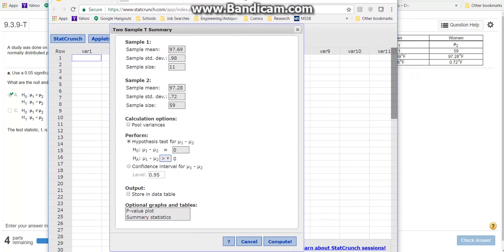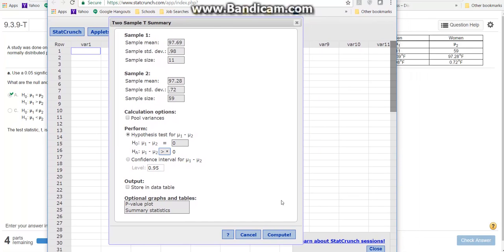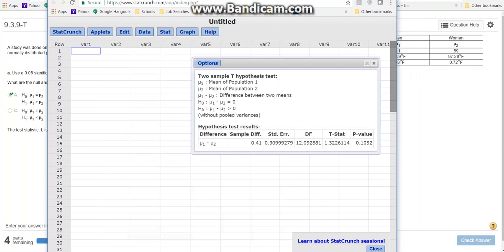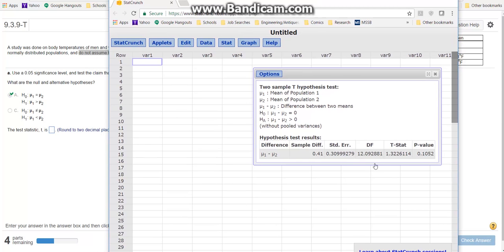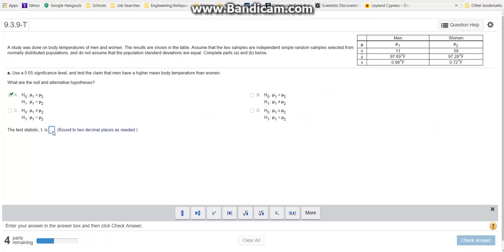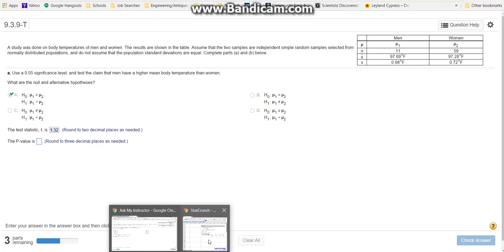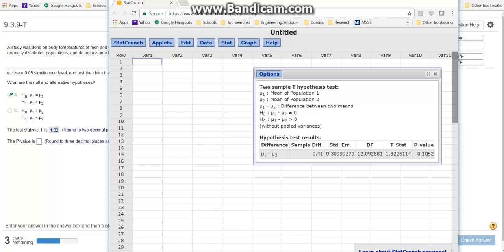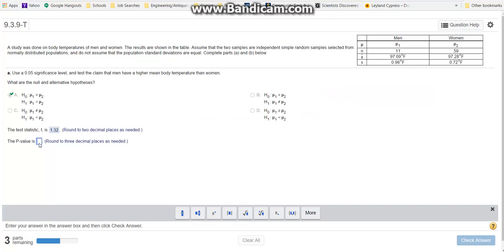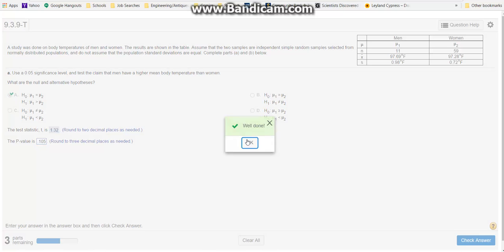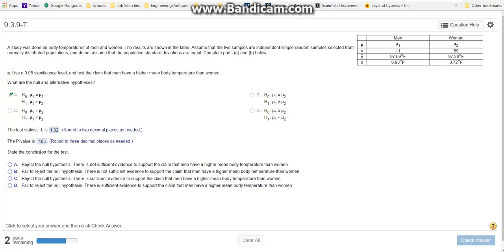Let me move this up just a little bit, right there, and hit compute. And here are my results. So the test statistic to 2 decimal places is 1.32. The p-value is reported right here, 0.152, or 0.15, or 0.105, excuse me, 0.105. And what's the conclusion? Well, the p-value is bigger than the alpha, therefore we will fail to reject the null. There is not enough evidence to support the claim.